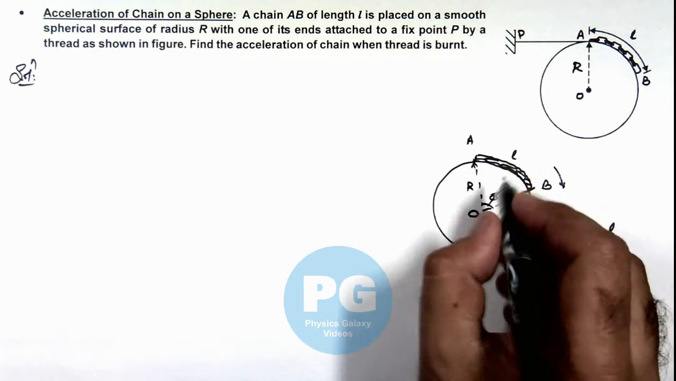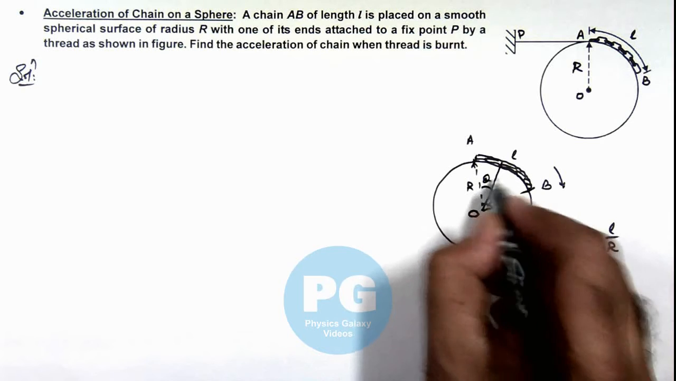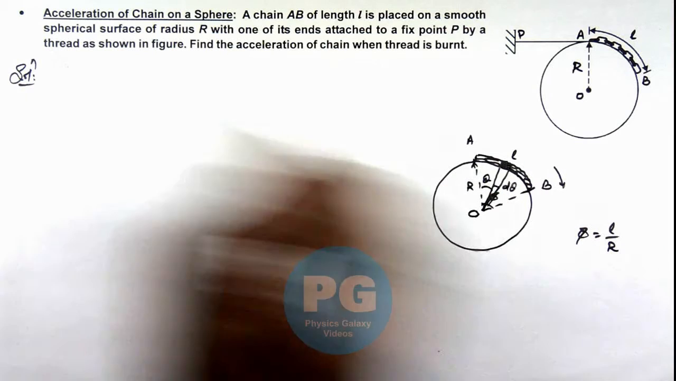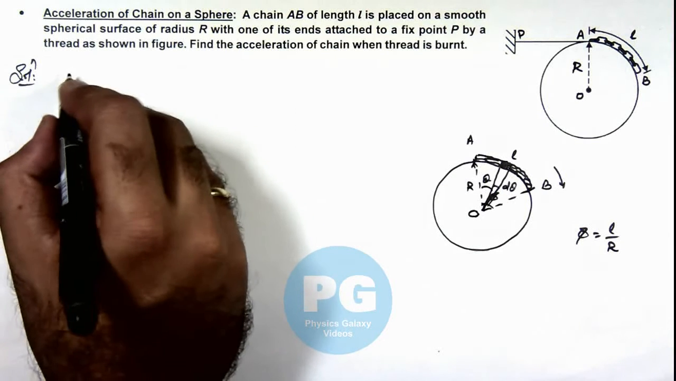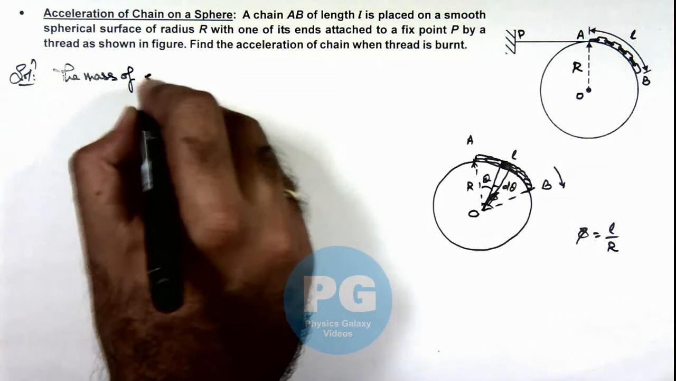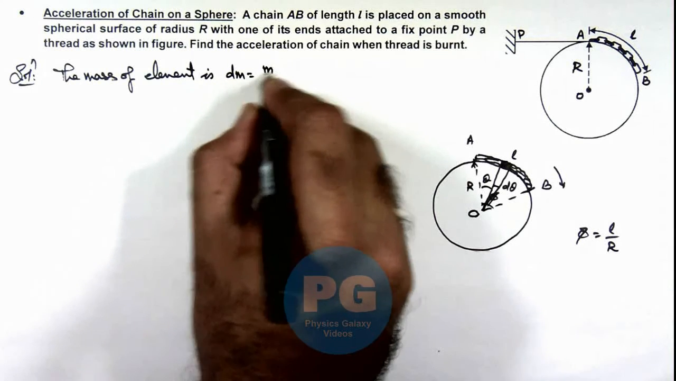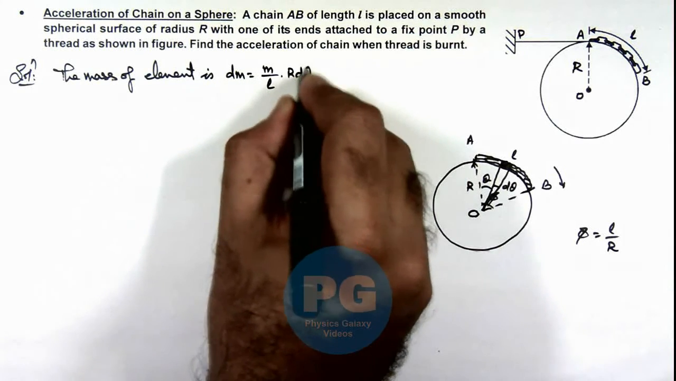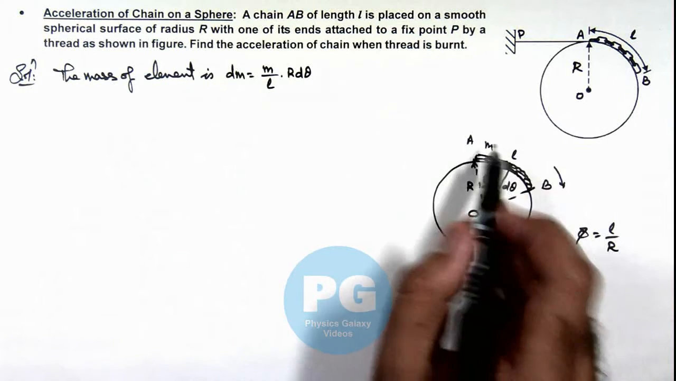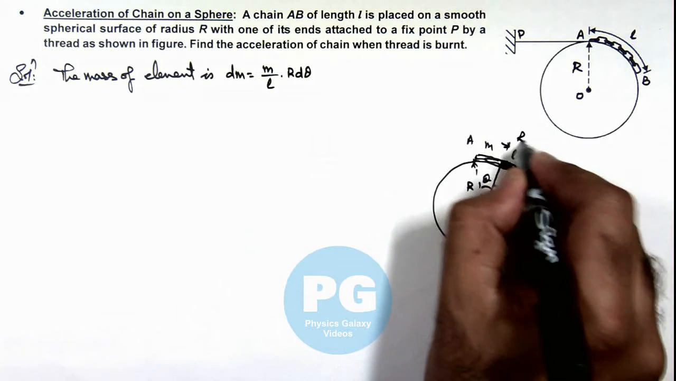To find out its acceleration, we find the total tangential force acting on it, for which we consider an element of angular width d theta on this chain, and say this element has a mass dm. Then the mass of the element, dm, can be written as m by L multiplied by r d theta. If the chain has a mass m and its total length is L, then the mass per unit length is m by L, and the width of this element is r d theta.